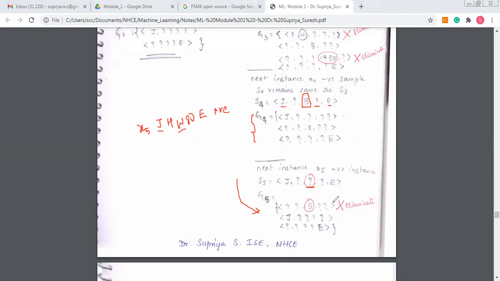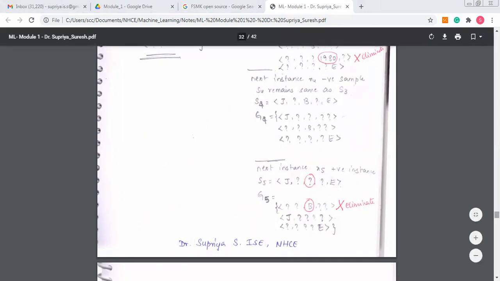E remains the same. Okay, but with S5 and G5, I have to check is there any contradictory statement. See, the third column over here is a question mark, but again it is telling the blue. So there's a contradictory statement. It's telling I'm generic for anything that is open, whereas here it is telling no, I'm only very specific to the blue color. So a contradictory statement, so I'm going to eliminate this, and the remaining J and E remain the same. Okay.